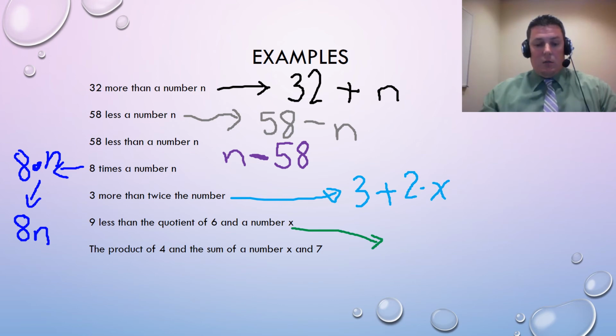These next two get a little more difficult. So 9 less than, remember when we see less than, the subtraction sign goes in front of the 9. So 9 is less than the quotient of 6 and a number x. 6 divided by x.